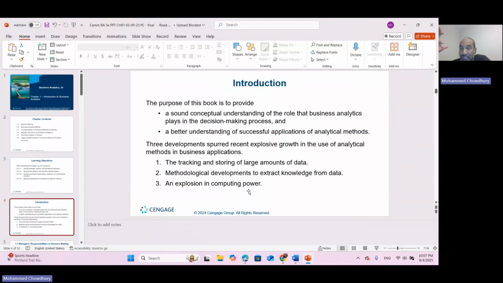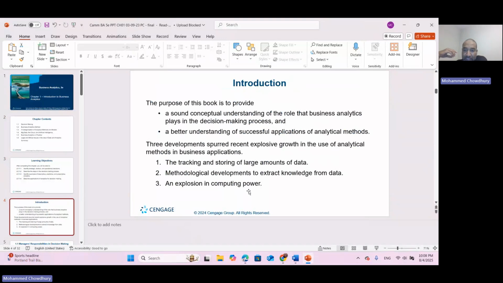One of the important decisions is how the company is performing based on its revenue. Based on that revenue generation, important decisions are to be made. That decision-making process is done by 3 analytical approaches known as descriptive analytics, predictive analytics, as well as prescriptive analytics. More details are coming. And also the purpose of this book is a better understanding of successful application of analytical methods.